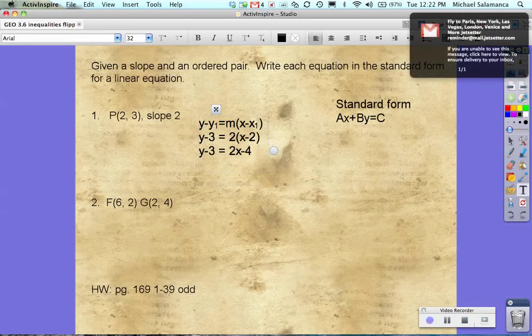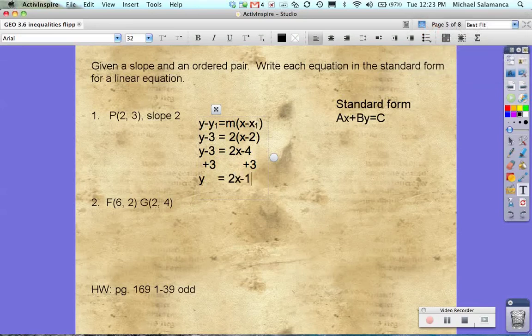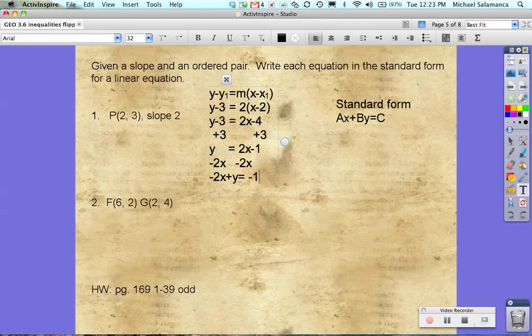Then what we're going to do is notice we have the x and the y on the same side. So we're actually going to move this minus 3 because the constants are supposed to be on the right side. We're left with y equals 2x minus 1. And because we want the x and y on the left side, I'm actually going to subtract 2x from both sides, leaving us negative 2x plus y equals negative 1. Now, notice that this is in line with what we have for our standard form. Therefore, we're done.